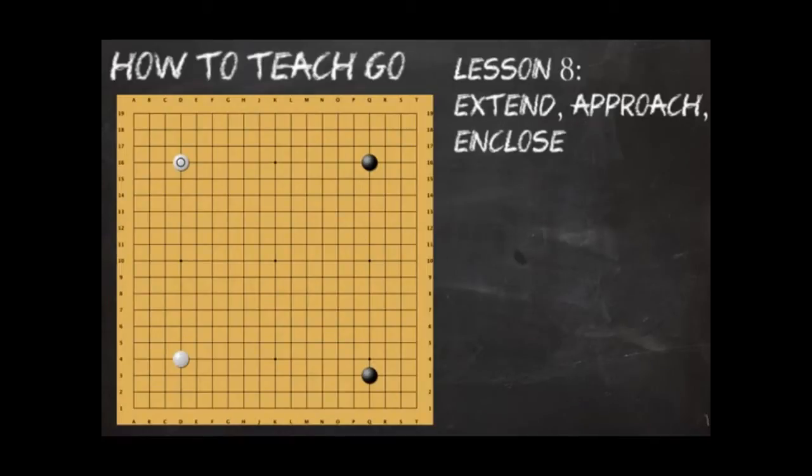Now, when you have the open sides, let's throw in some start points. When you have the open sides, you can say, all right, pick the side that you want to play. You can pick your side, your opponent's side, or the neutral sides. And once you've decided on a side, you need to think, okay, now I've picked a side, where do I play on that side? And for this, you can do an extend, an approach, or an enclosure. So an extension is a 5-space extension.